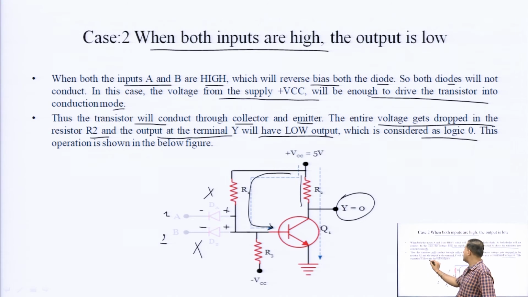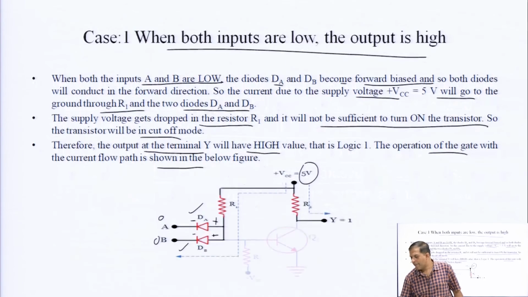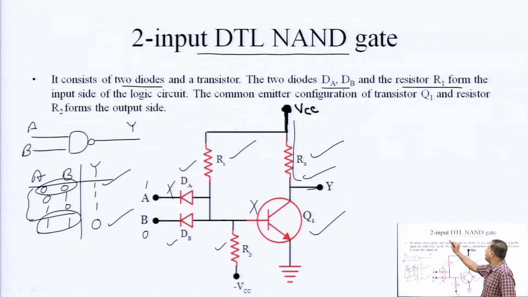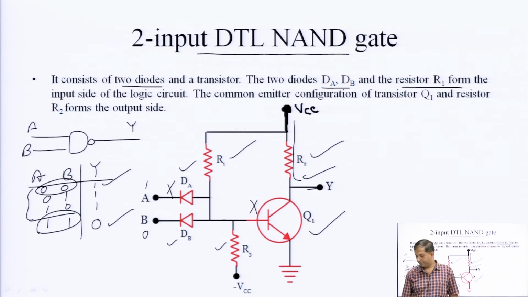This operation is shown in the figure itself. So, when both the inputs are low, we get output as 1. When any of the inputs is low, we get output as 1, but when both our inputs are 1, we get output as 0. So, this is nothing but a 2 input DTL NAND gate circuit. Clear? Okay, fine.